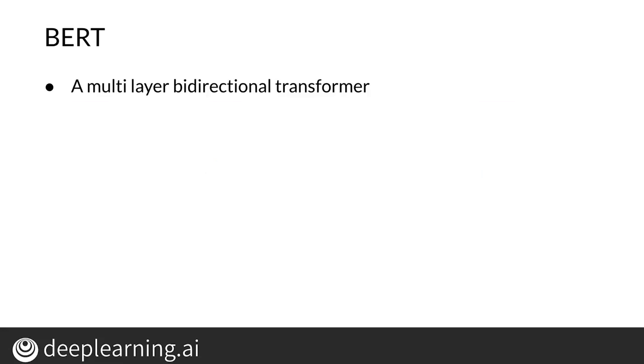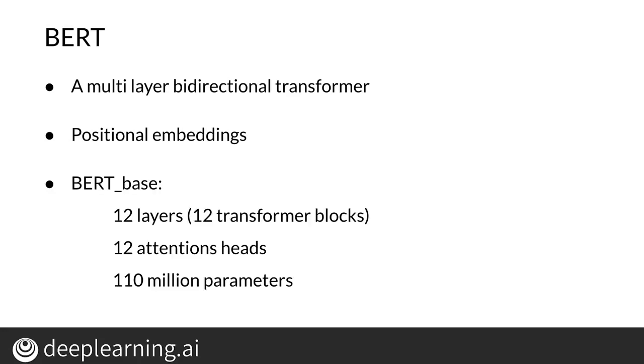So we'll discuss some notation over here. First of all, BERT is a multi-layer bidirectional transformer. It makes use of positional embeddings. And the famous model is BERT base, which has 12 layers or 12 transformer blocks, 12 attention heads, and 110 million parameters. And these new models that are coming out now, like GPT-3 and so forth, have way more parameters and way more blocks and layers.